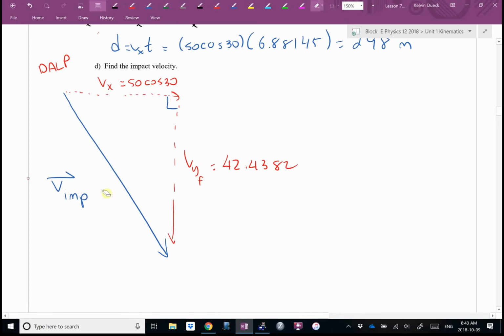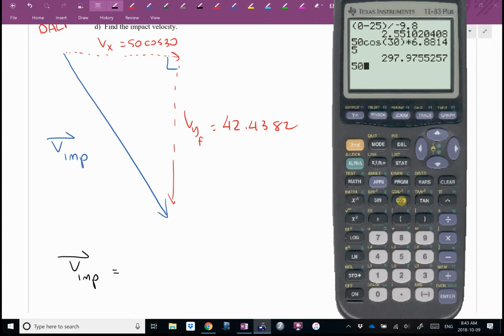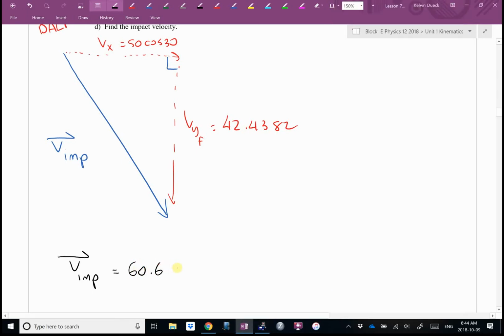How could I find the magnitude of the impact velocity? For instance, letter P. Really? Math 8? Really? Oh, I like that. So you're telling me that the magnitude is going to be, I'm going to go 50 cos 30 and store that on my calculator. It's 43.3 apparently. So now I'm going to go that number squared plus 42.4382 squared, square root. Do you get 60.6? Anybody else? Yeah. 60.6 units. It's the velocity.